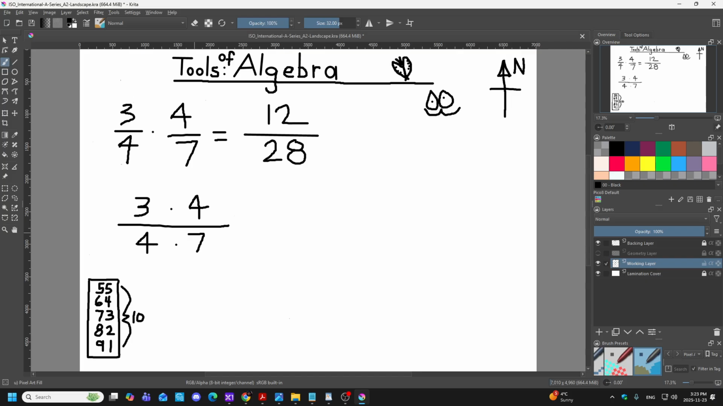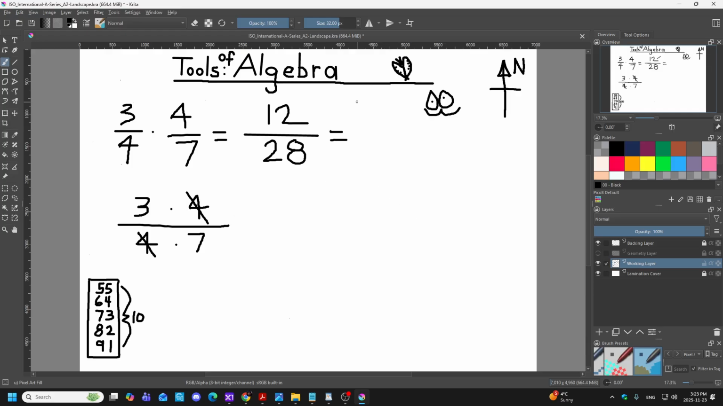But if you look at this, we can literally cancel right here. This is why we factor, right? Because look, check this out. So now I have 12 over 28. Well, I have to reduce, right? We can clearly see 12 is an even number and 28 is an even number.